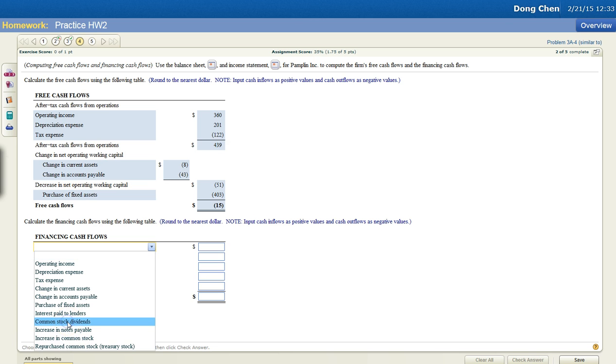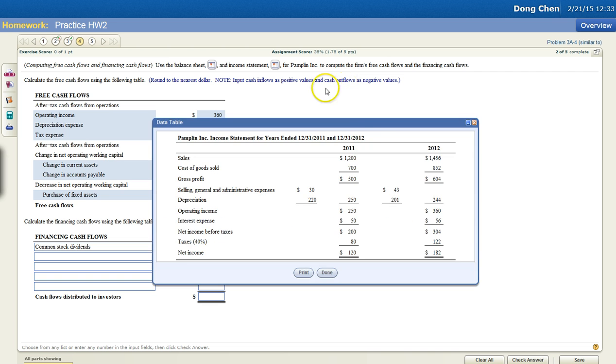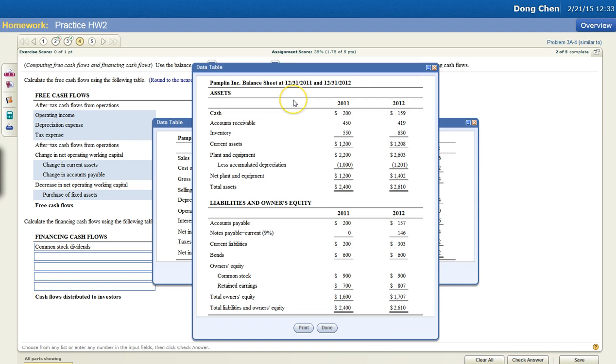Common stock dividends. From the firm's perspective, that should be a negative cash flow. So where can I find out? This part actually requires some calculation, because if you go to the two financial statements, income statement and balance sheet, you can see that the dividend is not directly given. So that means we need to find out this number first. So how can we find out dividends?